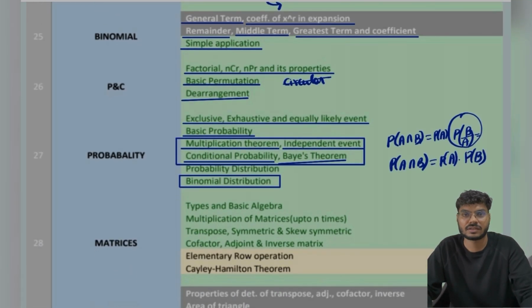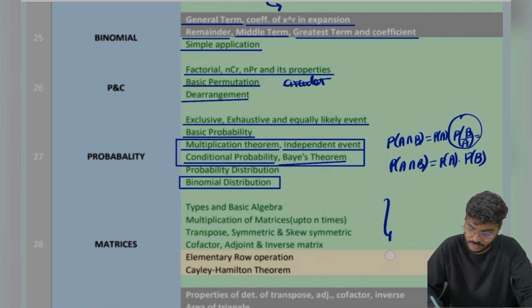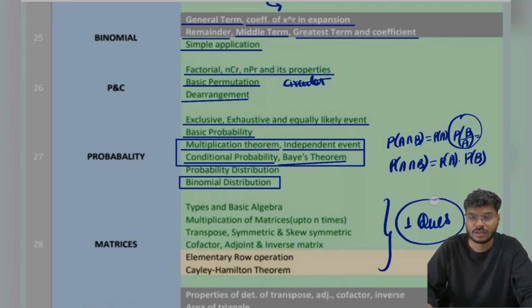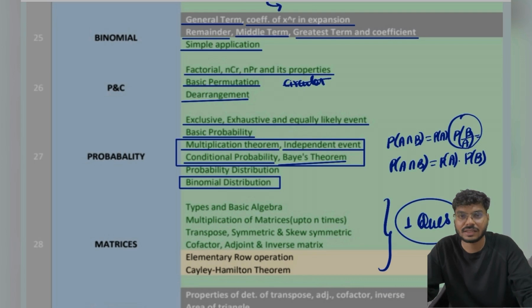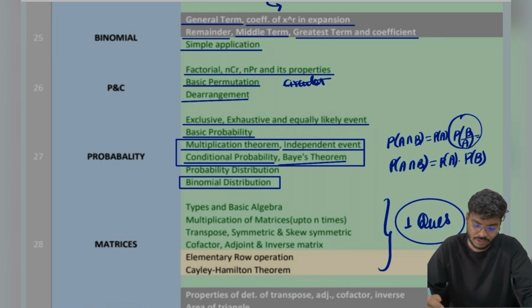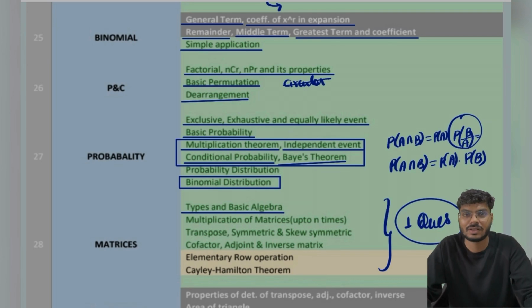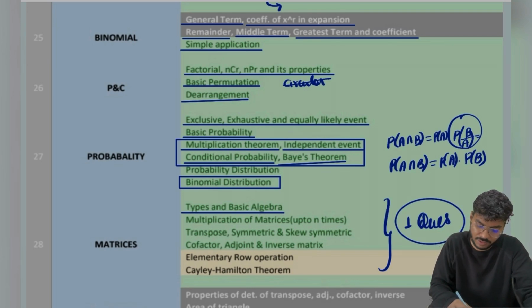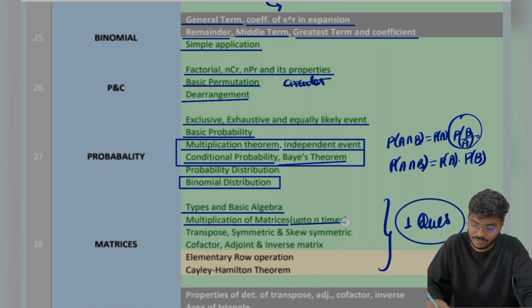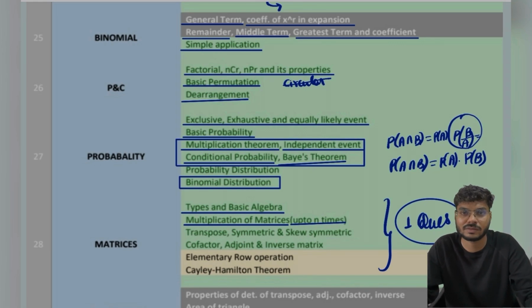Then the matrix. From the matrix, one question is fixed. That question can contain a normal matrix question, or they can use PNC also. Basic types: what is an identity matrix? Basic algebra, addition and subtraction. Then multiplication of the matrix up to n times. Maybe it is given, find A to the power of 50. So you will not multiply A 50 times. You will get a pattern, right? Based on that pattern, you will get the general term also.